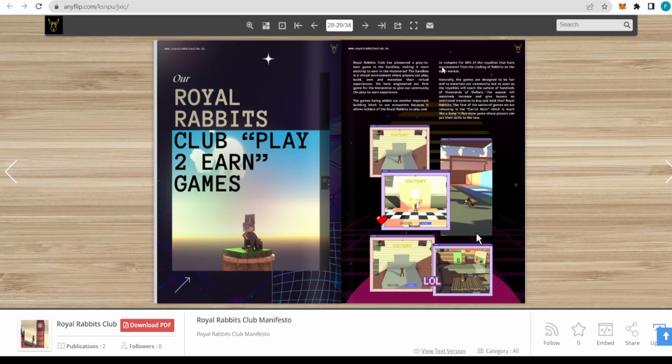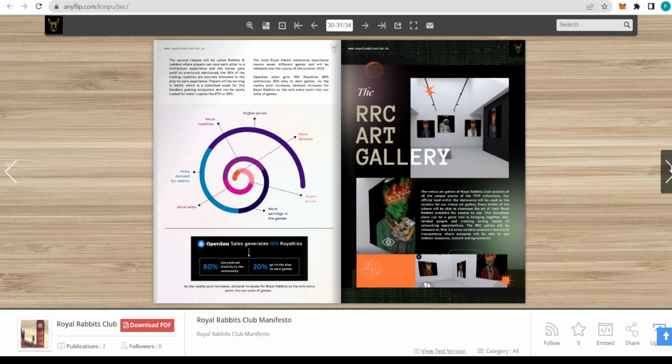Royal Rabbit Club play to earn NFT games as well. So we have them in here coming along, and I quite like it. Imagine yourself playing as your Royal Rabbit. There's a little spiral in here, as you guys can see. With higher prices goes more earnings in the game, more sales, more demand for rabbits, more royalties, higher prices, more demand, and so on. So it all goes in a loop.